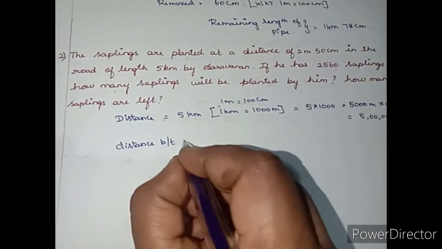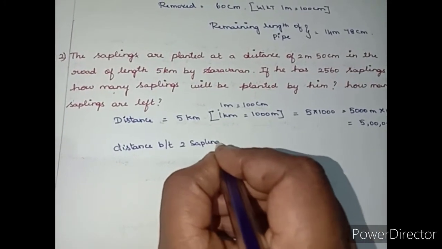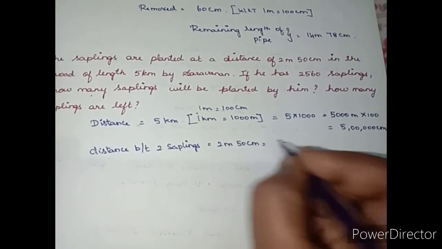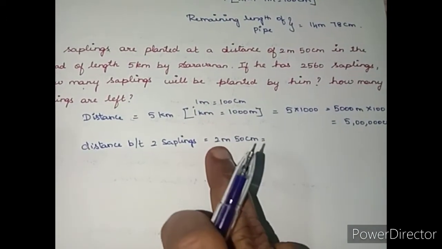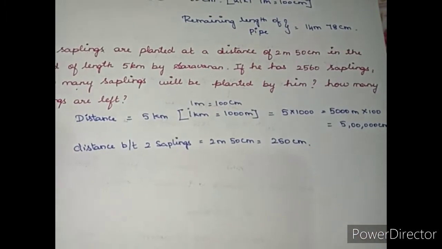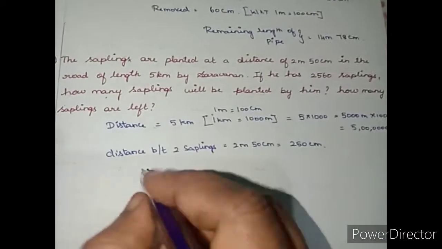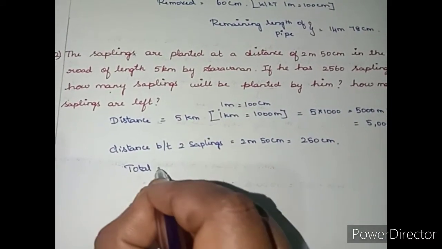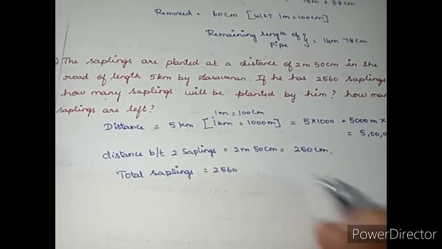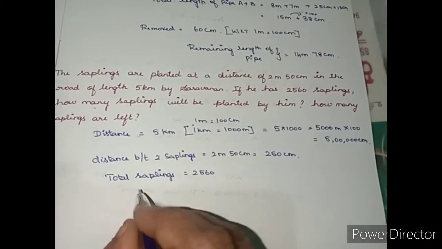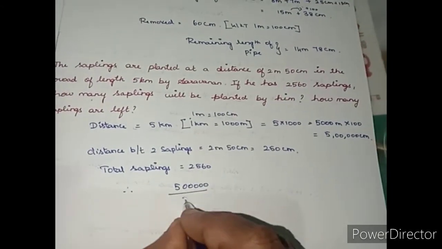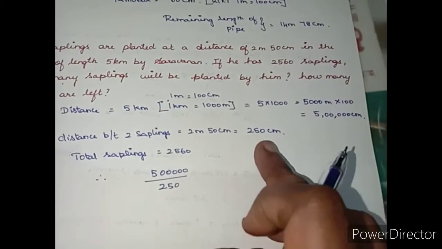Okay. So distance between two saplings, I told you, it is 2 meter and 50 centimeter. We already know 1 meter is equal to 100 centimeter. So 2 into 100, 200 plus 50, so 250 centimeter. So total saplings Saravanan has is 2560. Now we are going to divide it. Therefore 5 lakh divided by 250. So this one divided by this one.